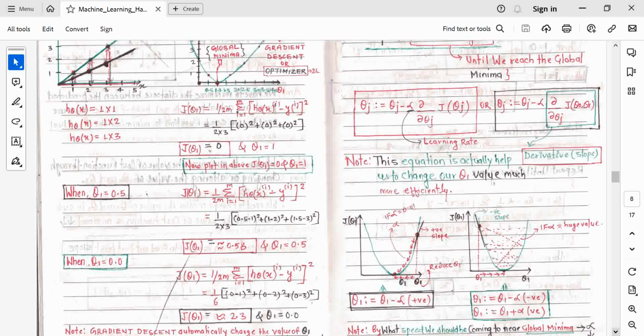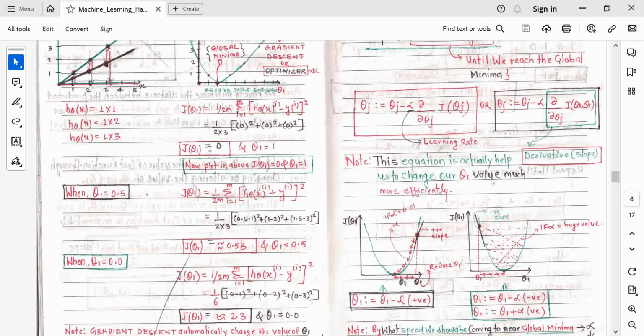And J of theta 1 equals 1 by 2m summation i equal to 1 of h of theta x i minus y i whole square. And we plot the above values over here. J of theta 1 when theta 1 equals 0, we have already considered, and theta 1 equal to 1. Now plot the above values for theta equal to 0 and theta equal to 1 over there.